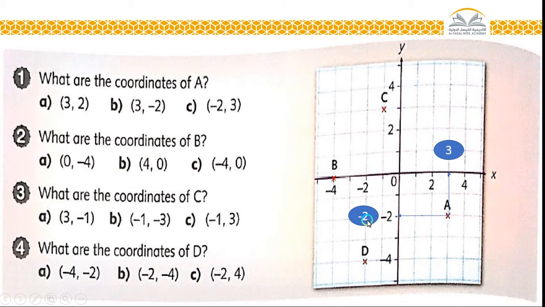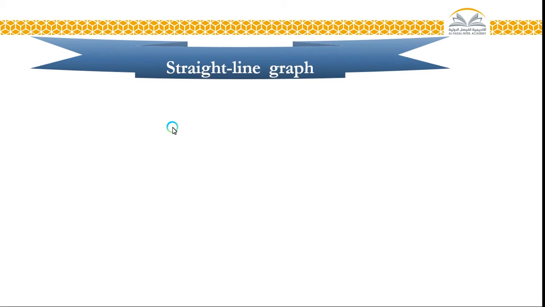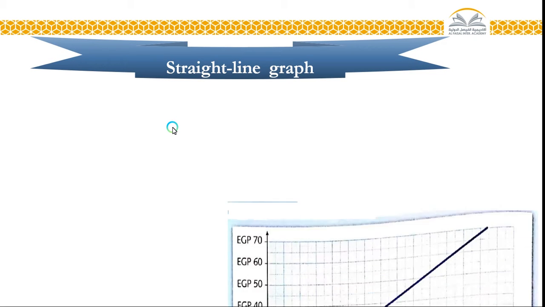Sure, that's between brackets. So this is our answer. It's first 3, and after that -2. Okay, x will be before the comma, from the left side. Clear? Now going for the straight line graph.